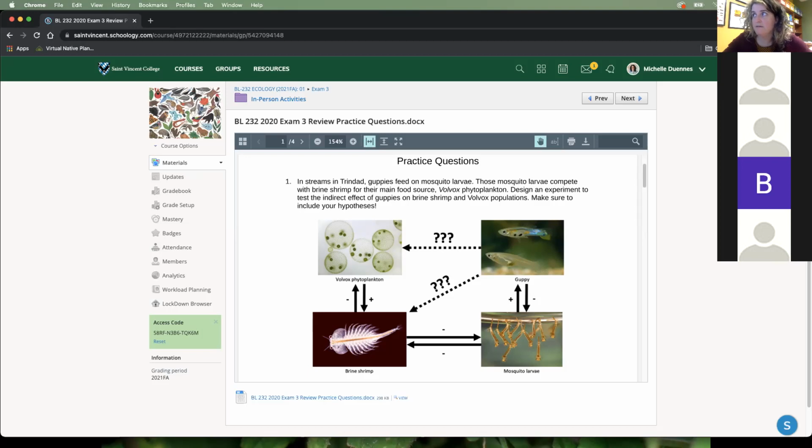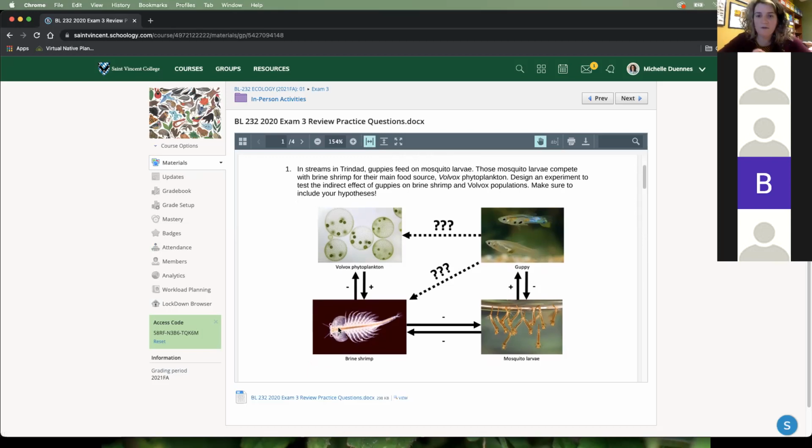And then again, with the Volvox population, it depends on the feeding rate of brine shrimp versus mosquito larvae. If brine shrimp are really voracious herbivores of Volvox, then you might expect that population to decrease. It just depends.